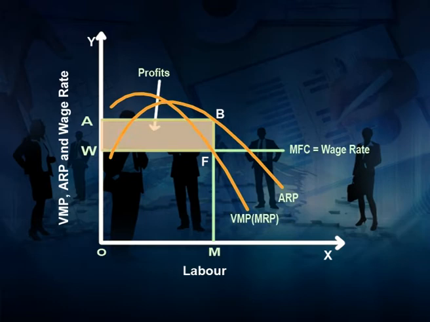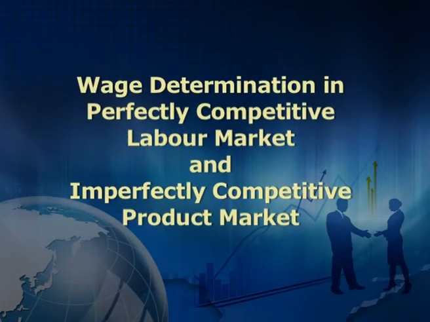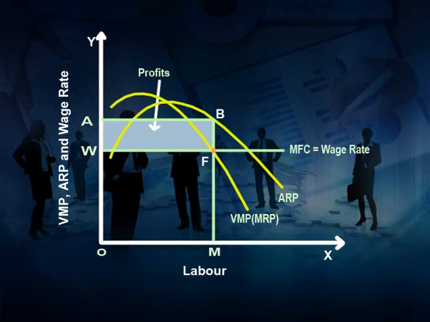earn only normal profits. Last topic of the session is wage determination in perfectly competitive labor market and imperfectly competitive product market. A firm working in a situation of perfect competition in labor market and monopoly or imperfect competition in product market will achieve equilibrium when MRP is equal to MFC. That is, wage rate and MRP curve cuts the MFC, which is wage rate curve, from above.